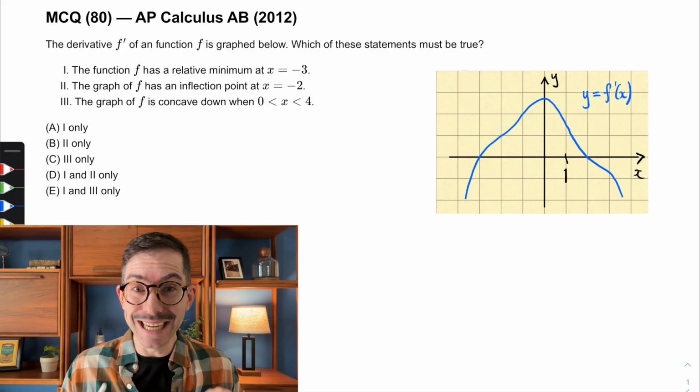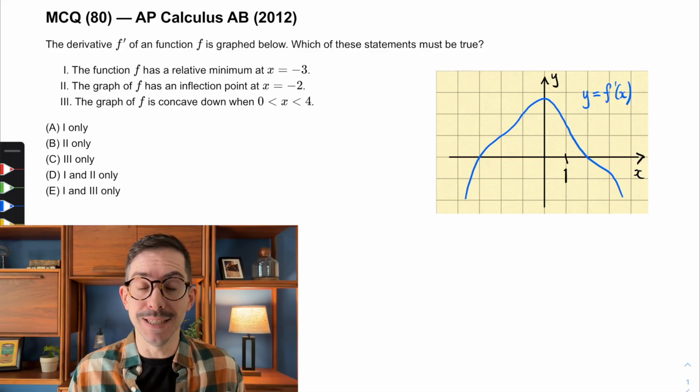Let's run through complete solutions to the next 4 calculator multiple choice problems in our series from the 2012 released AP Calculus A/B exam. Now, as I said, these are calculator active problems, so make sure you have your calculator beside you so you can follow along. Let's dive in. So this first problem, number 80, is a classic AP setup.